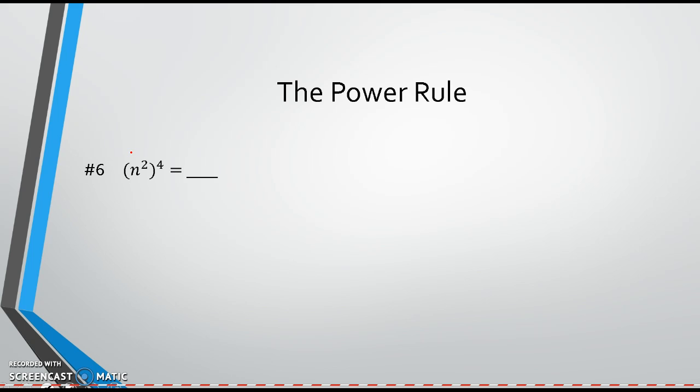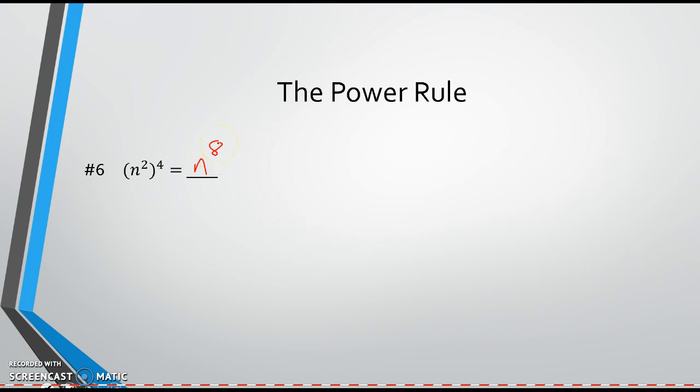Let's move on. Take a look at this one. What is n squared, the whole thing, to the 4th power? This is sometimes called the power to a power rule, or simply the power rule. And if you guessed correctly, if you had n to the 8th, you are correct.